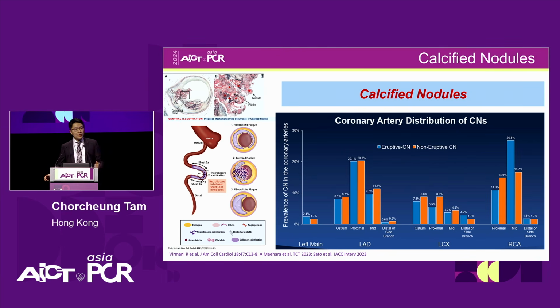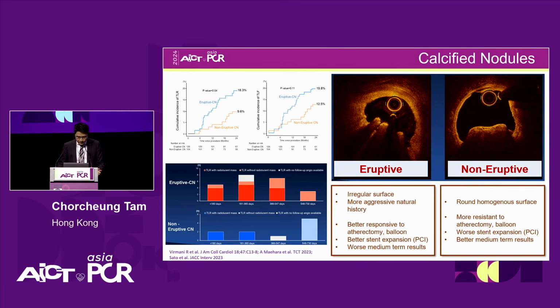We know that the formation of calcified nodules usually starts from calcified plaque, some sheets of calcium, particularly in tortuous areas, where the hinge motion will increase the injury of this calcium, which makes the formation of calcified nodules. The most common site of calcified nodules is the proximal to mid RCA, and secondly the LAD.